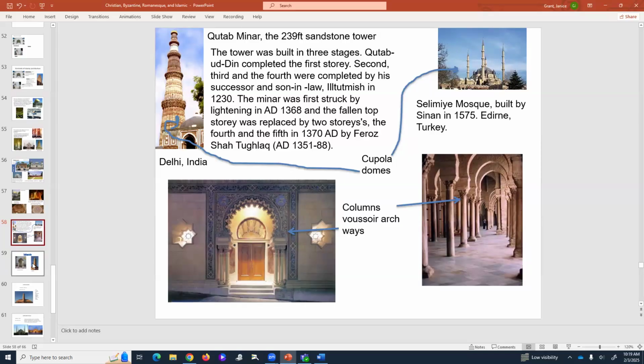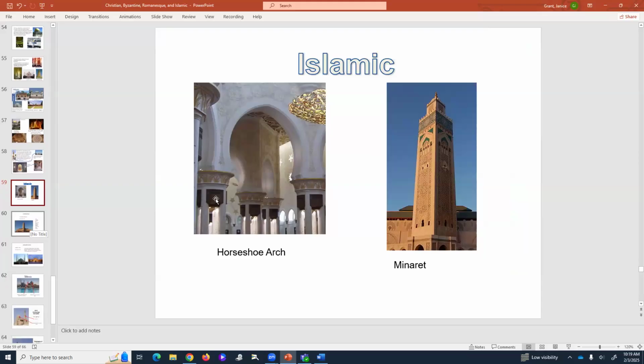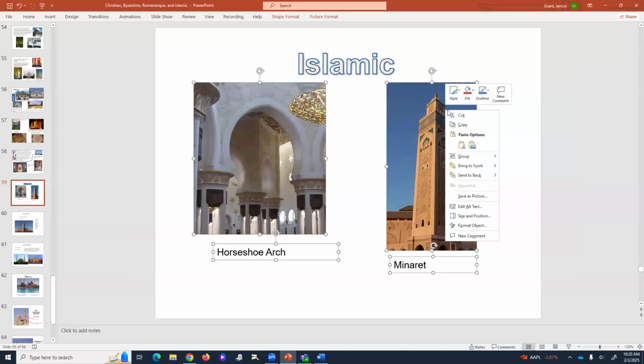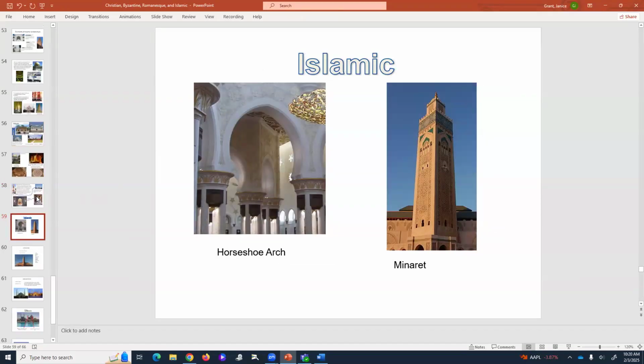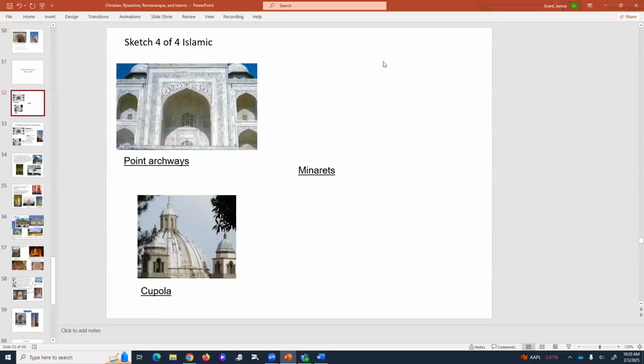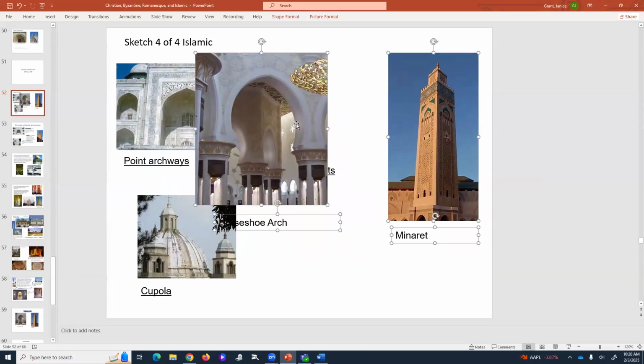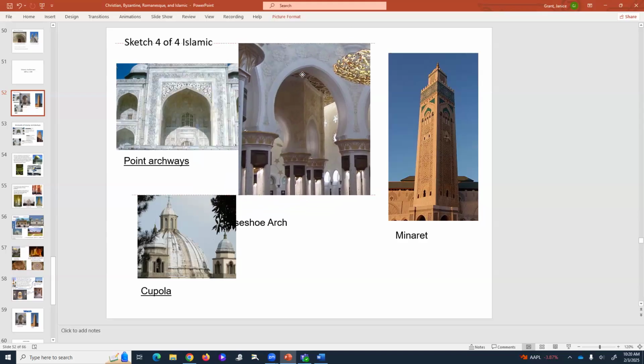I think that's a good example right there. Oh, here's the kind of horseshoe arch. That's right. This is actually a good one to bring over here. So you see what I mean? It's a pointed arch, but it's more like a horseshoe arch.